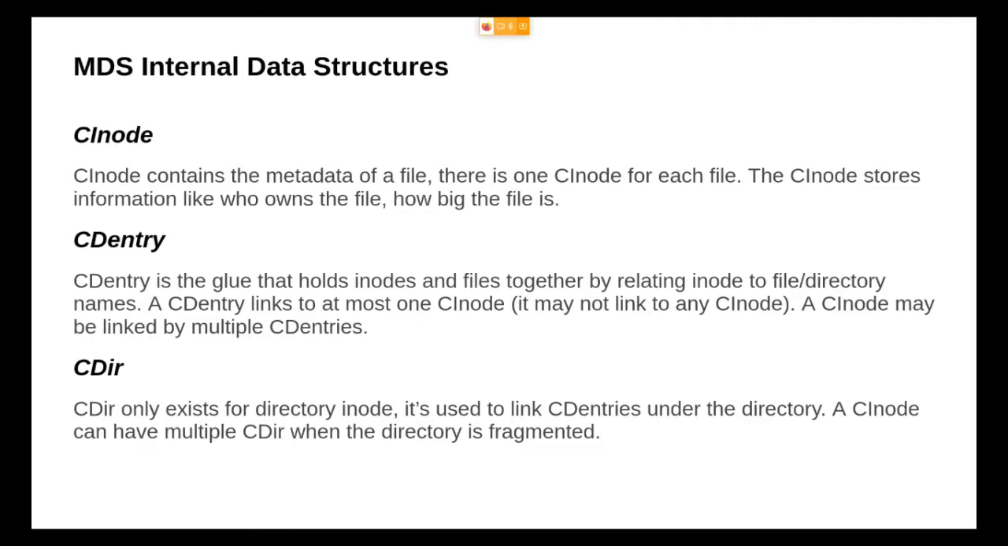And CDir is a data structure that exists only for directories. It is used to link the entries under the directory. We'll get to know more about it when we look into the code, and we'll have more understanding about it. So these are the three important data structures.